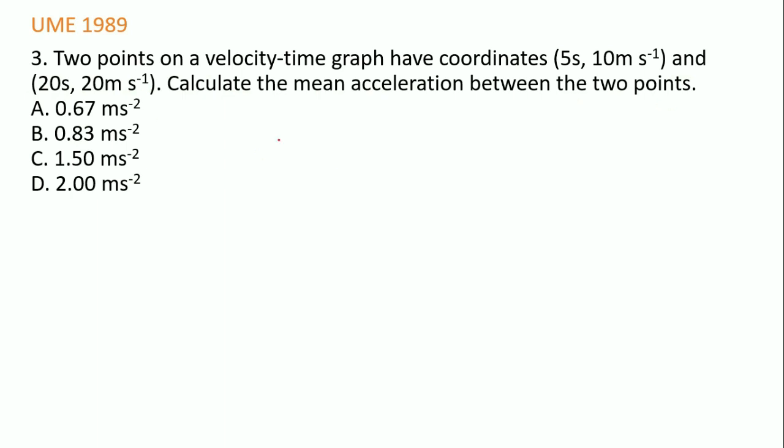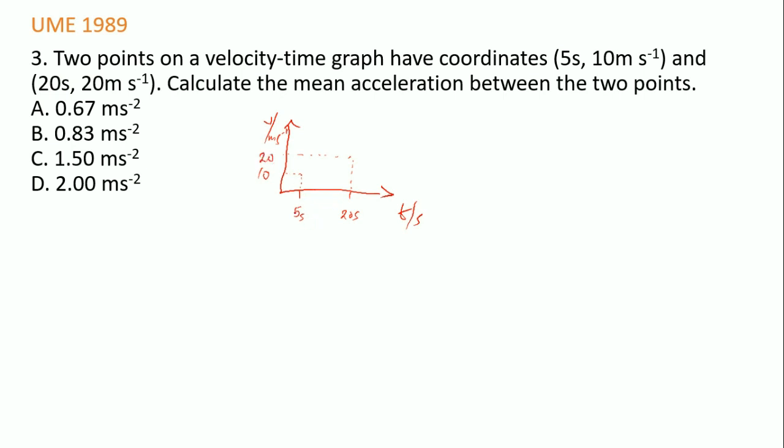Okay, so think about it. We have a velocity time graph, v in meter per second, and we have t in seconds. So for the first guy, we have 5 seconds. For 5 seconds, it corresponds to a velocity of 10 meters per second. And for 20 seconds correspond to 20 meters per second.